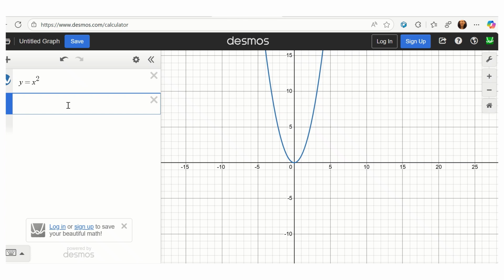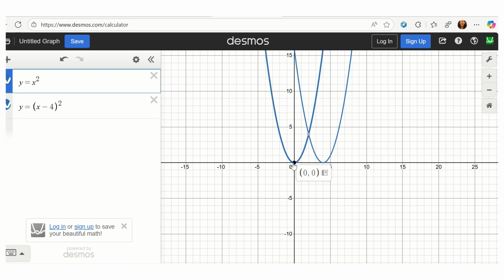We're going to keep our parent graph there. We're going to use that for comparison. And my first one was y equals x minus 4 all squared. No, I did not square that. Let's try that. Oh, you know what? I'm trying to do exponents the way I do them in PowerPoint. There are different keystrokes.